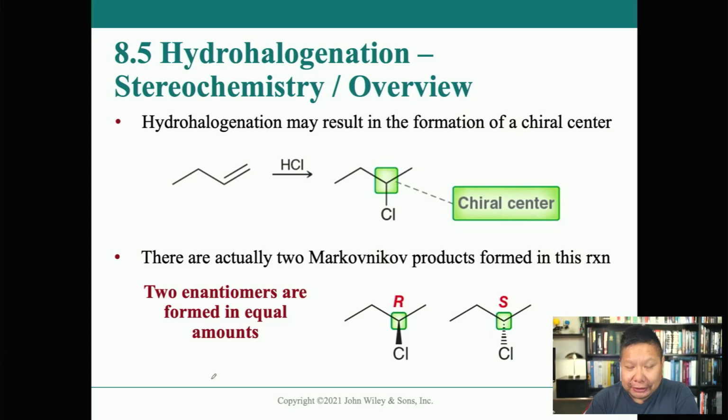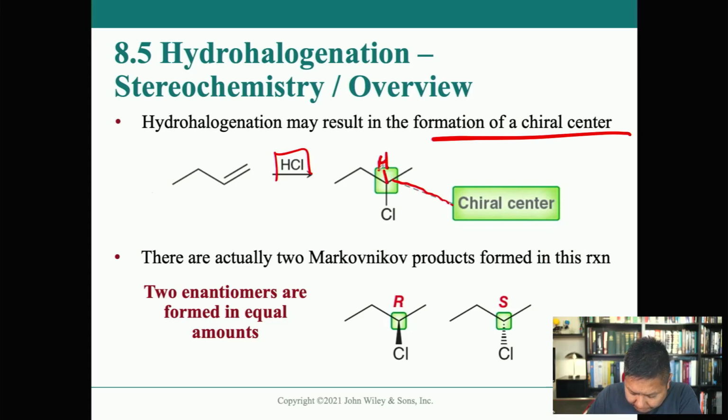Okay. So hydrohalogenation may result in the formation of a chiral center. And here, of course, we have HCl as our addition reagent. And when the chlorine gets added right there, we have a proton, a methylene group, a methyl group, and a chlorine. So that's definitely a chiral center.